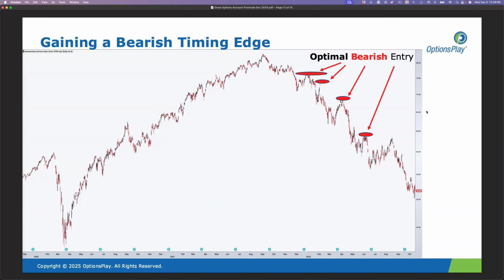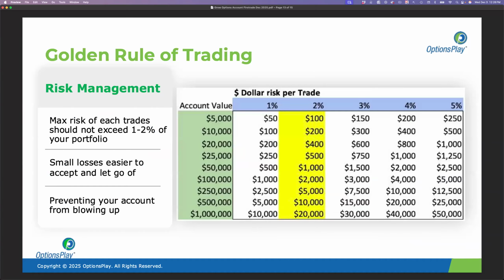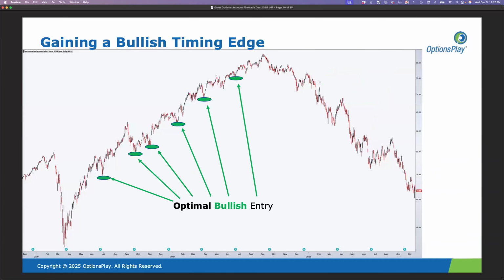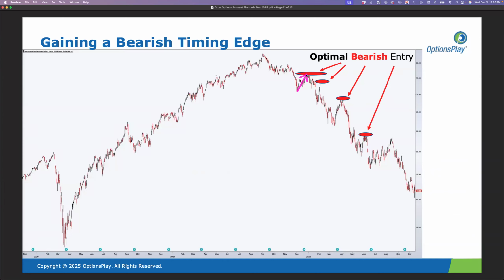And timing works both ways, whether you're looking for a bullish opportunity or a bearish opportunity. When you're looking for a bearish opportunity, you want to find stocks that have rallied inside of a bearish trend, right? So as you can see in this bearish trend, there are 1, 2, 3, 4, 5, 6, plenty of bearish opportunities where the timing is even better to add some bearish opportunities.